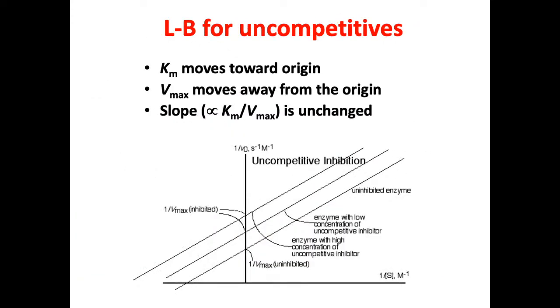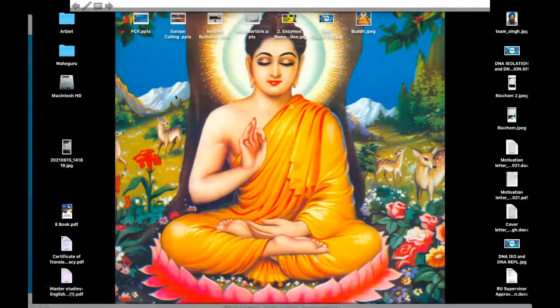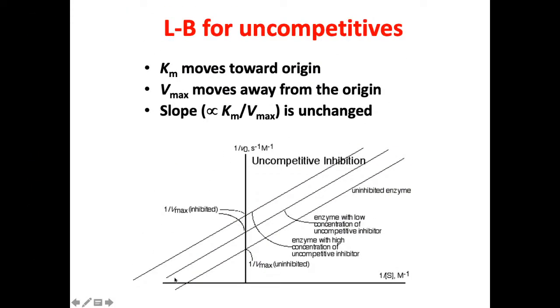So in this, Km moves towards the origin and Vmax moves away from the origin as you keep increasing the inhibitor concentration. So both things are happening here. Neither your Vmax is constant, nor your Km is constant. Only the slope is not changing.